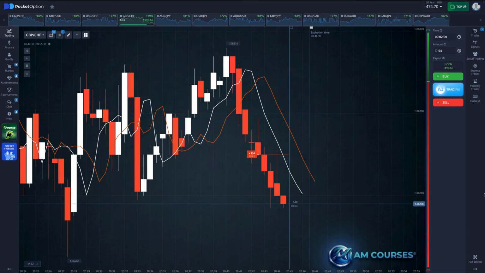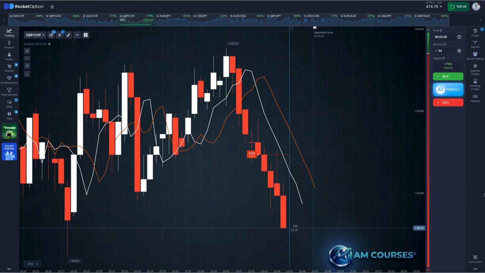At this stage, the trade is clearly moving in the right direction. Both lines are pointing down, candles are clean and red, and there's no sign of the market reversing back up. This is what a clean sell setup looks like when it's working. No chasing, no panic, just the strategy doing exactly what it was designed to do.